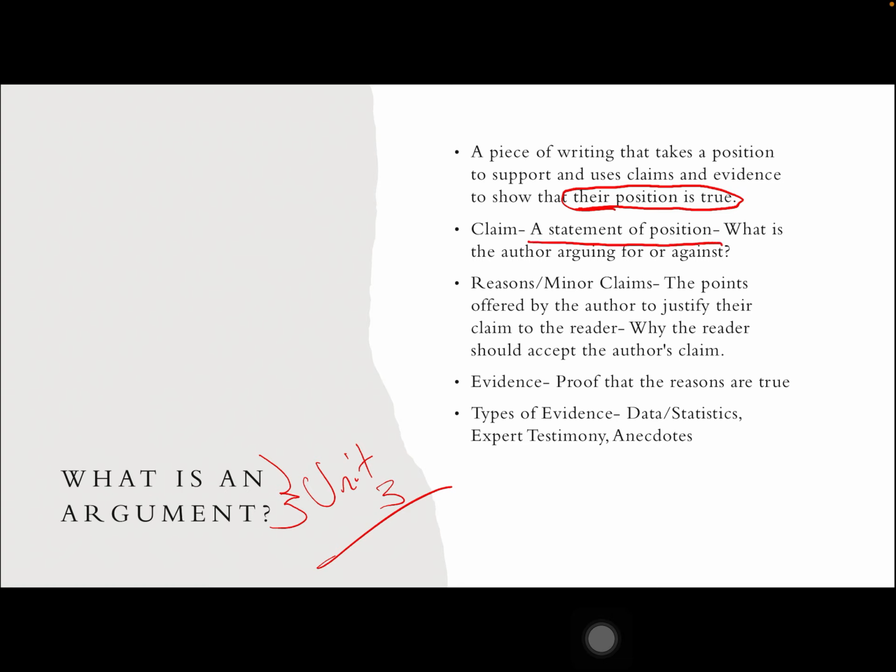What is the author arguing for or against? And we'll see exactly what this looks like here in just one second. We also have our reasons or our minor claims, and these are just used by the author to justify the claim to the reader, right?